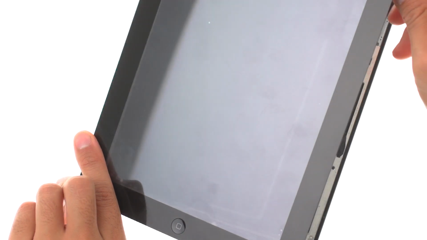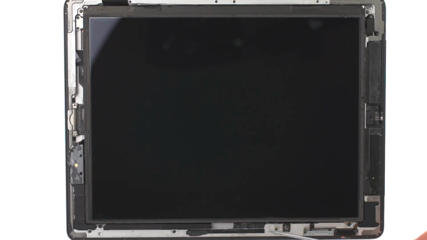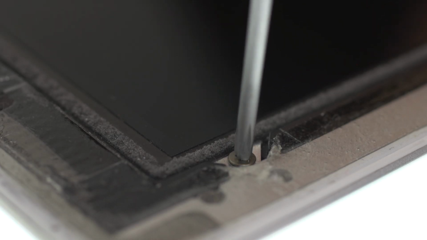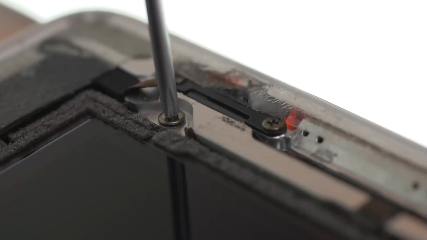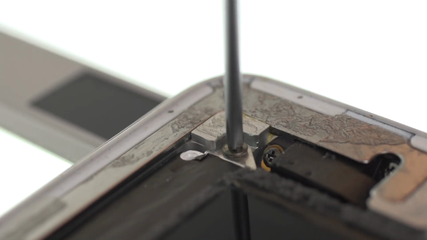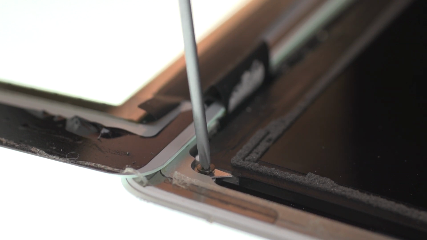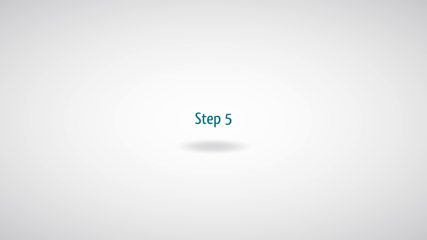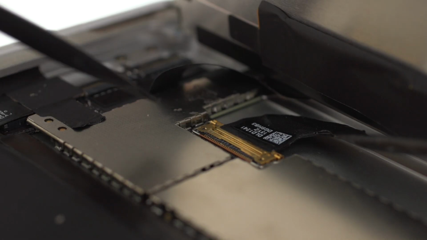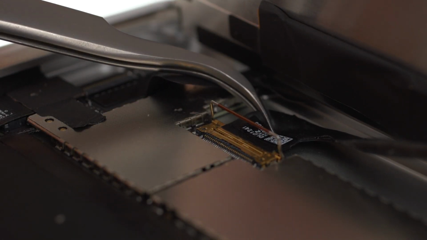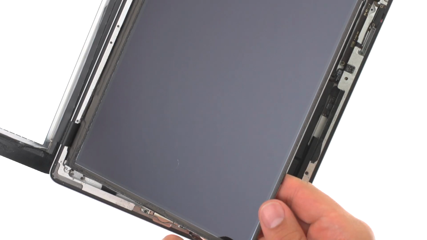Open the iPad and remove four Phillips screws securing LCD in place. Insert spudger on the right side of the LCD and lift up the LCD. Disconnect the LCD cable and remove the LCD.